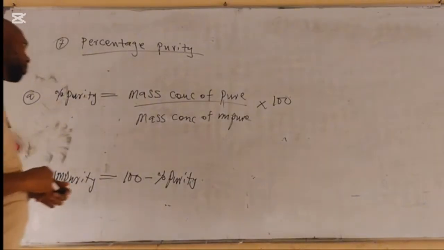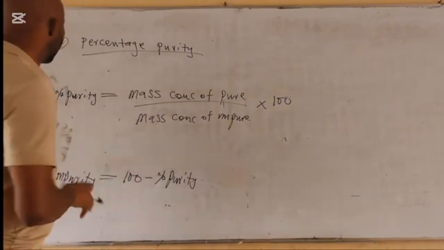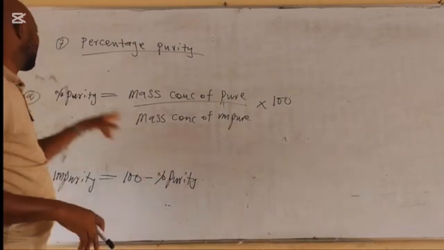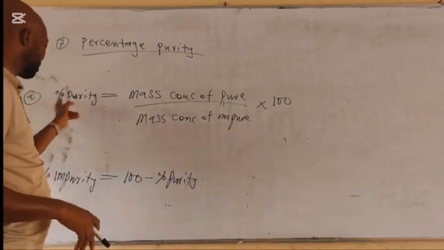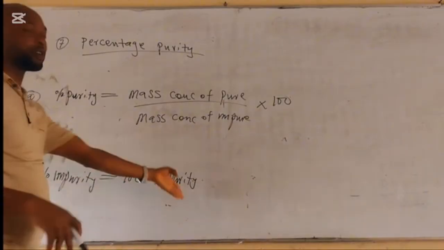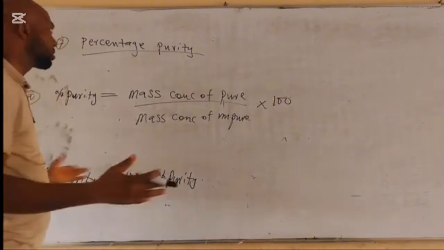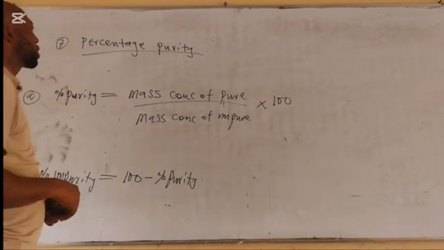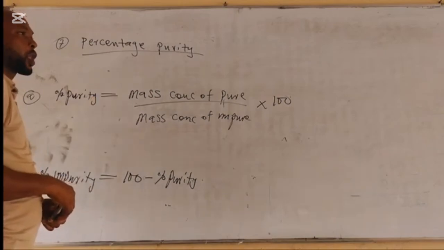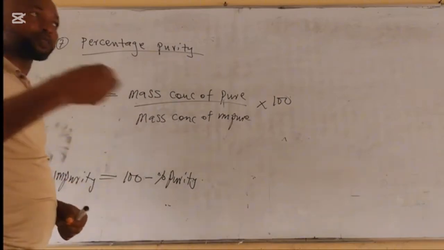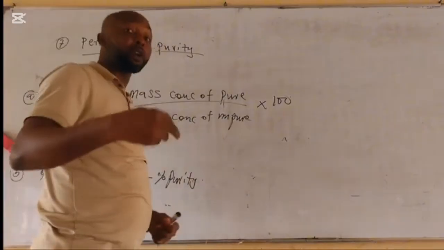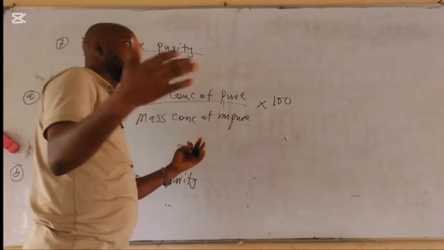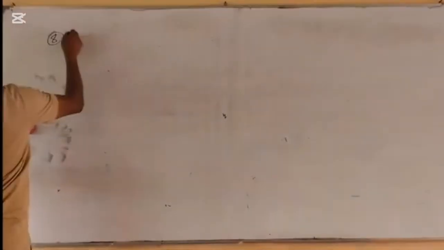Now, I know too well that for me to be able to get this, since there is a purity here, I must have to get my percentage purity first. So my impurity becomes 100 minus purity. That is good. You move on. So this is about percentage purity. Let's look at number of moles of water of crystallization. When you want to get the number of moles of water of crystallization, which is the X, let's see how we do that.